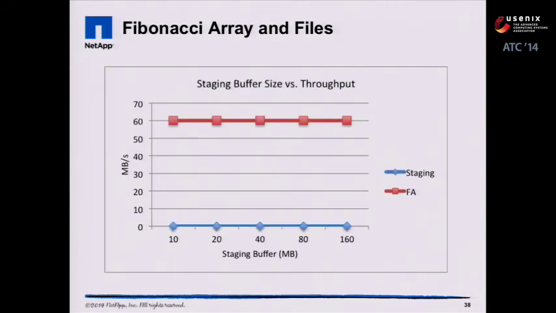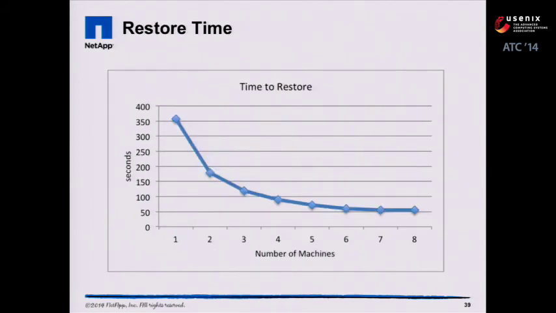For Fibonacci arrays, we compared a Fibonacci array to just staging into a naive file where you have to read the page in, update the bytes, write the page back out. The throughput was absolutely abysmal. With the Fibonacci array, we consistently got around 60 megabytes a second, and with the naive file, it's not 0, it just looks like that on the scale, but it's less than 1 megabyte per second. And restore time is very important for in-memory databases. This is a real pain point for them. So as you can see, by adding data sponges to the system and increasing the size of the replication group, we actually do manage to decrease restore time quite nicely.